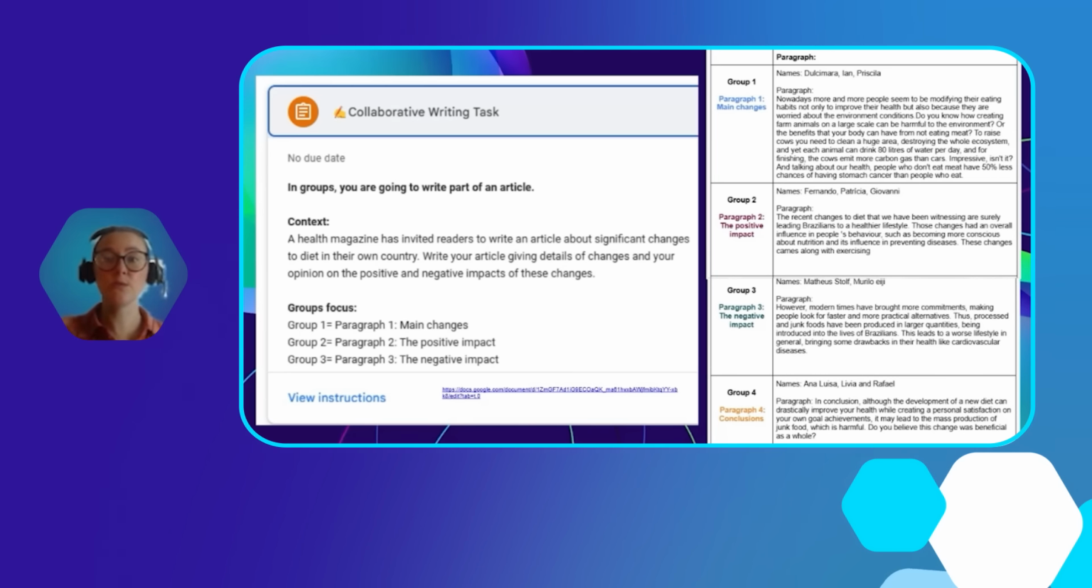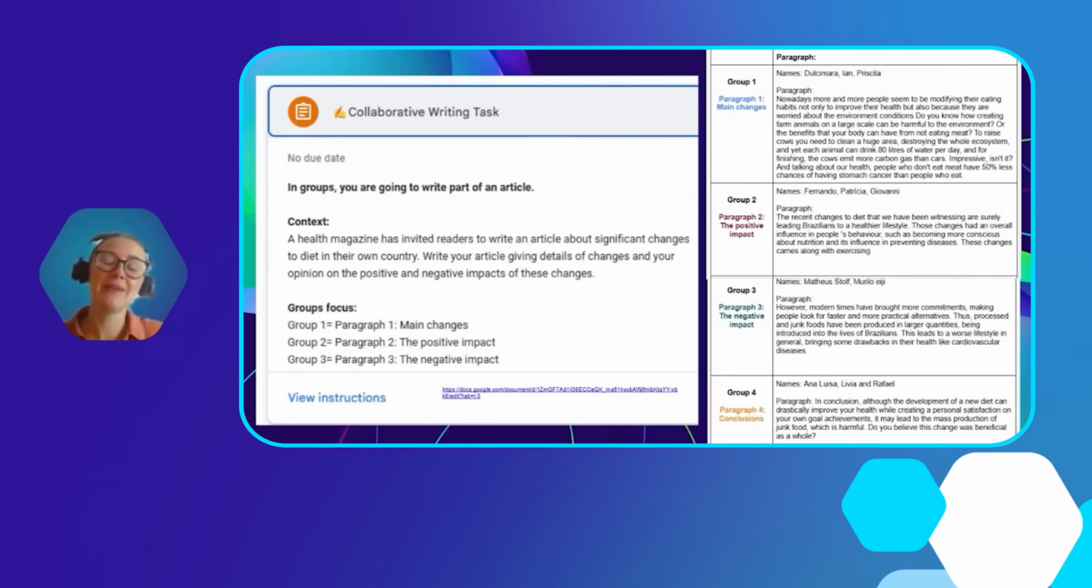You can even do this with a private student. Have a Google Classroom and share all of your materials and activities on there so they have access like you. I created this collaborative writing task that you can see on the screen. So students, basically, my whole group wrote an article together. So a whole group of students wrote one article.